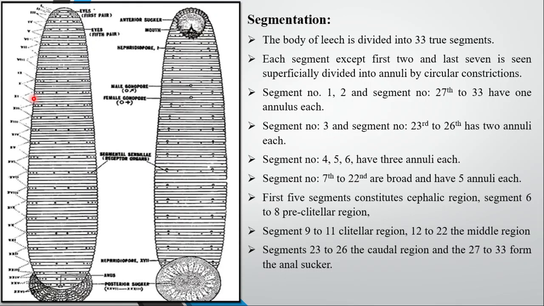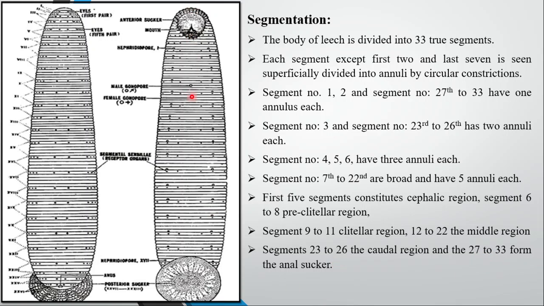6, 7 and 8 are the preclitellar region. 9, 10 and 11 are the clitellar region. Segments 12 to 22 are the middle region segments. And after 22, segments 23 to 26 are the caudal region, and 27 to 33 form the anal sucker.